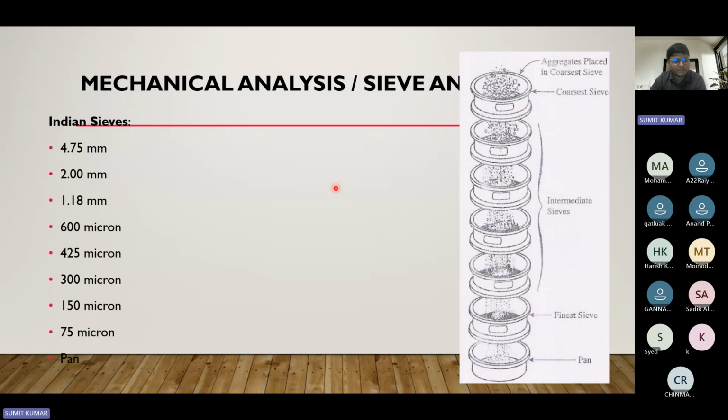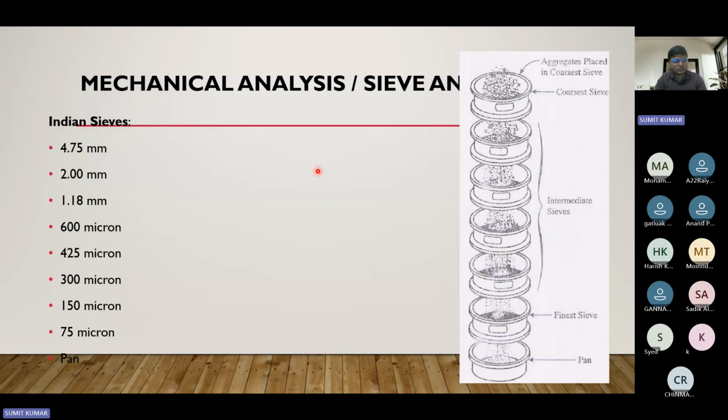I think up to this sieve, things are clear to everyone, or any doubt? If anyone has a doubt, you can ask at this point of time, and I will discuss it again, because this is very important as we move ahead. Anyone have any doubt? I think no. Okay. So I think the sieve analysis and the terms which I have discussed are very clear to everyone. So I will move ahead.